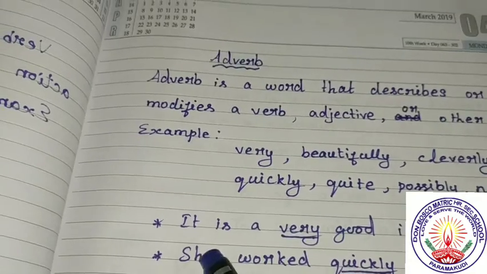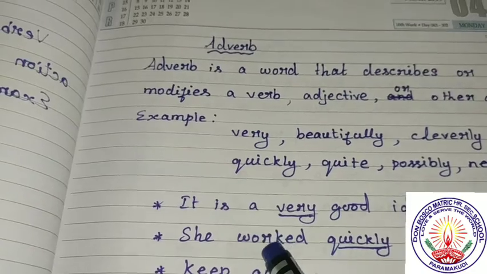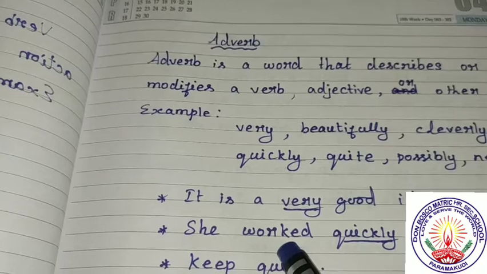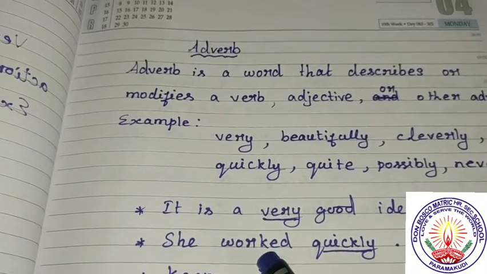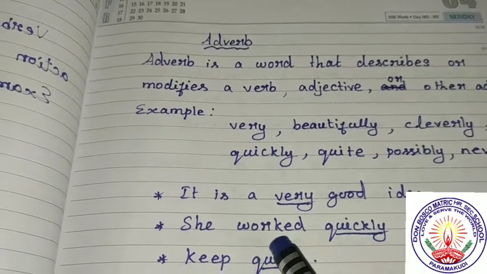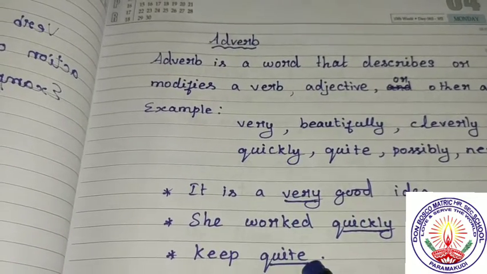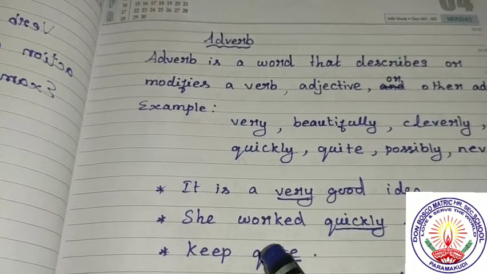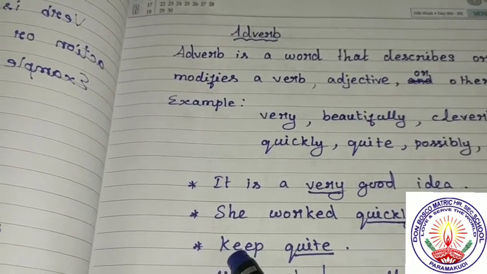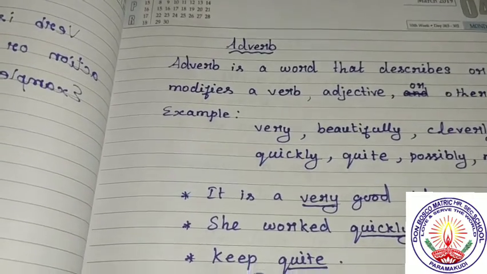Do you understand? Then, she worked quickly. How did she work? Quickly. The word quickly describes the verb worked. So quickly is an adverb because it describes the action word, the verb worked. Then, keep quiet. Is quiet an adjective or an adverb? Because the word quiet qualifies keep, it gives more information. What do you keep? Keep quiet.